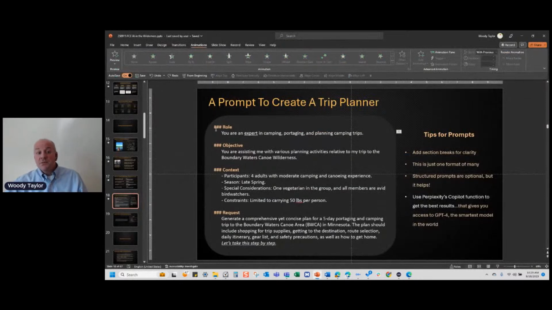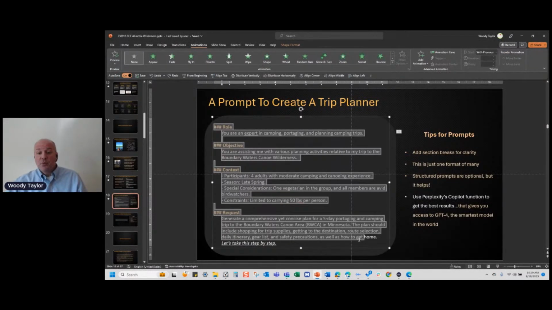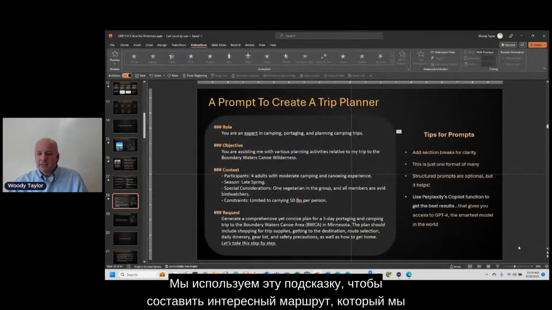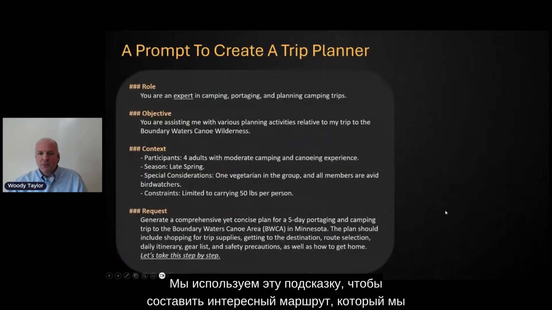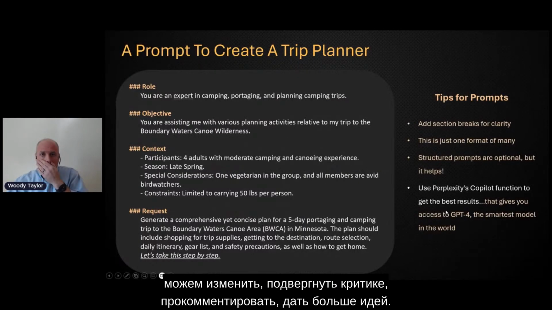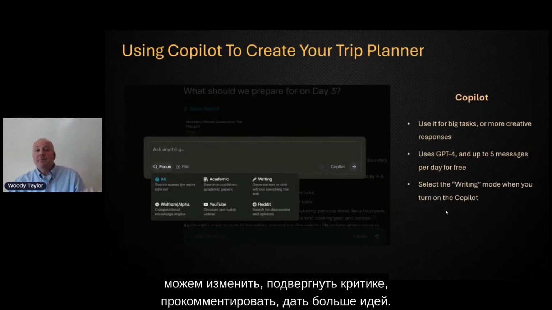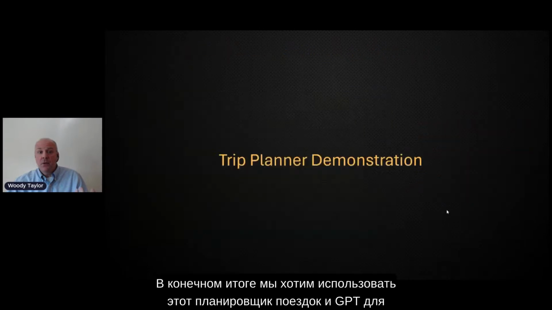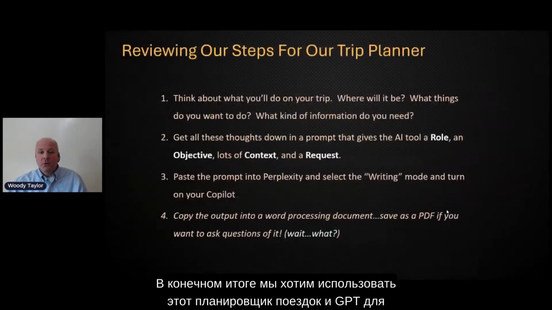So we use this really thorough prompt to give us a pretty interesting itinerary that we can go in and change, that we can ask it to critique and comment on, to give us more ideas. And ultimately, what we want to do with this, let me put this back on presentation mode again, is use that trip planner in GPT-4 to build a really holistic document. So we could start adding to it real quick.